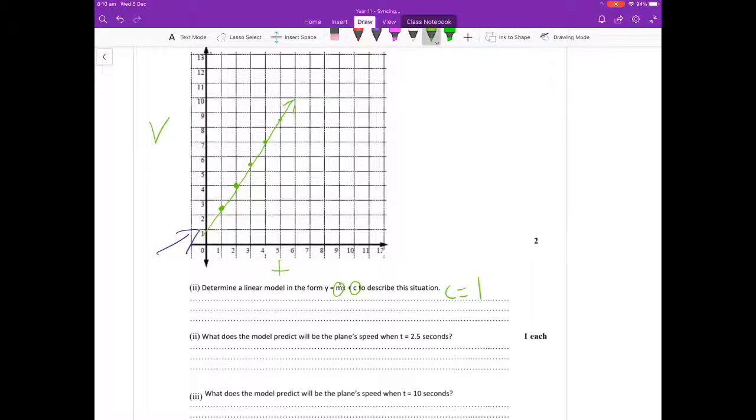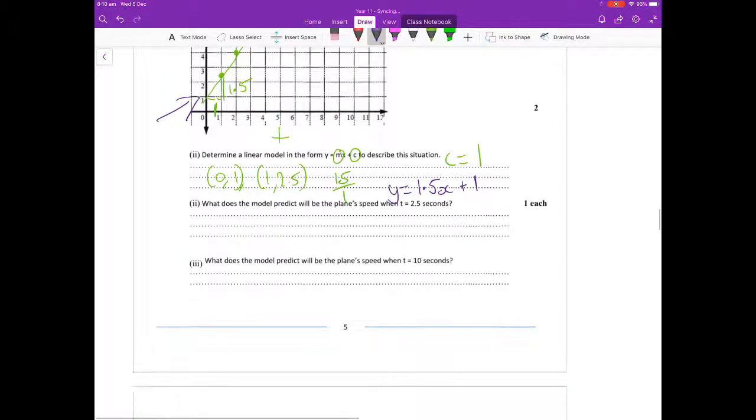For our M, our gradient, how much does it go up when it moves over? Got a few different choices. We can grab a couple of points, or we can just count them out. Now you'll notice we've gone over 1 from 0 to 1, and we've gone up 1.5 from 1 to 2.5. So we've gone up 1.5 over 1. 1.5 divided by 1 is 1.5. I know, shocking. I'm shocked. You can see me. This would be my shocked face. So y equals 1.5x plus 1. Of course, you really should have used t's and v's there, but I was apparently not paying attention.